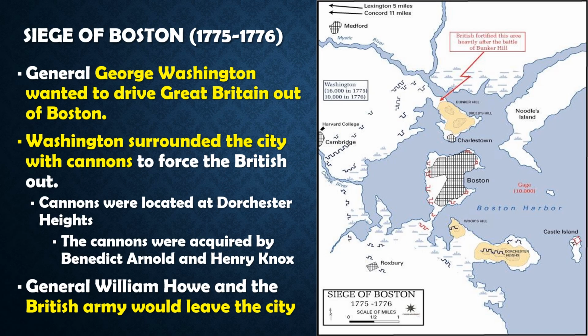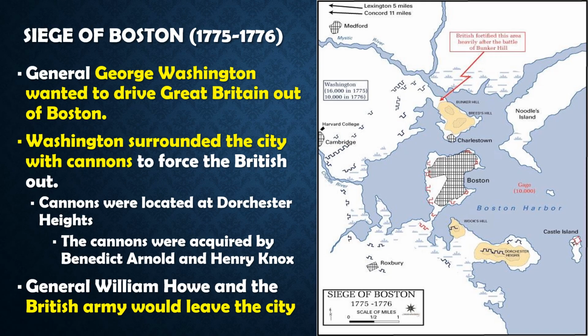General George Washington wanted to drive Great Britain out of Boston. He understood that there was no way for him and his new army to match up with the British army head to head. So what he did is, the city of Boston, the majority of it is surrounded by water. So what George Washington did was set up cannons on the outskirts of Boston, pointing towards the city itself.